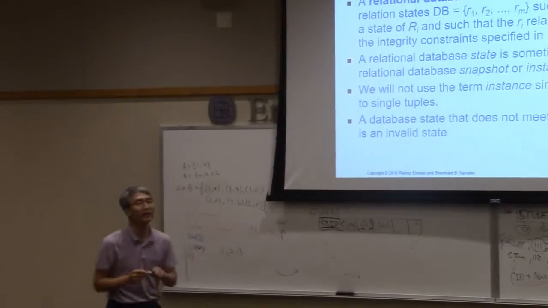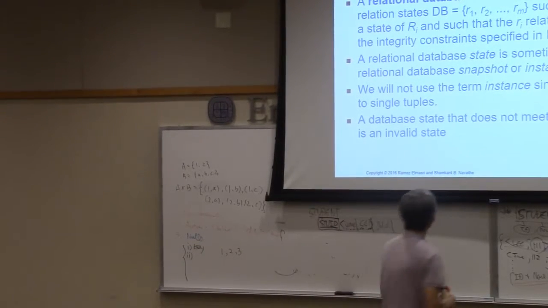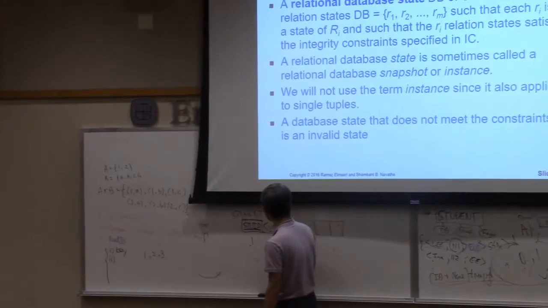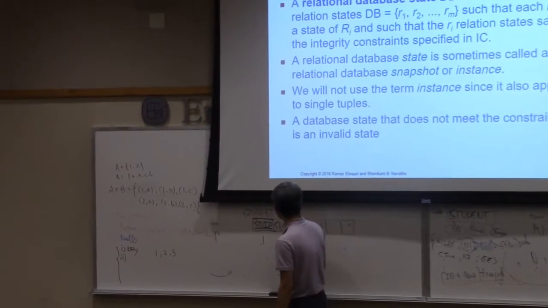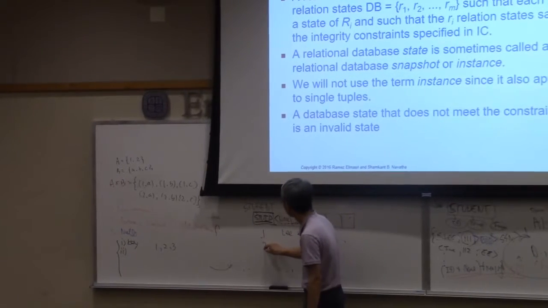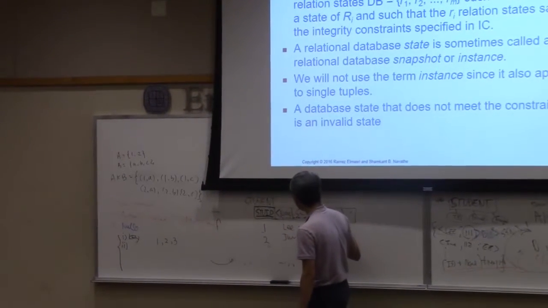Next one is the entity integrity constraint. The meaning is, for example, this is example one: name, E, SSN, two, James, N.